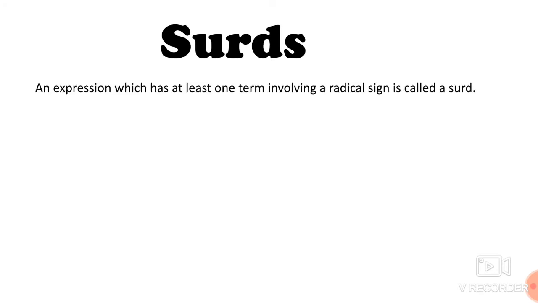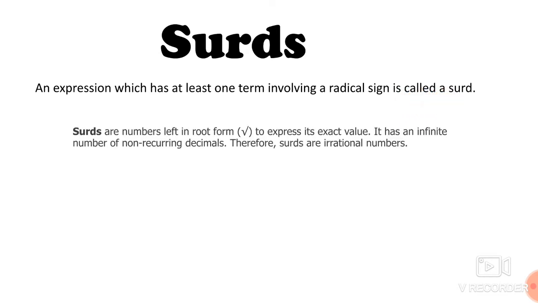In today's video lecture, we are going to learn about surds. An expression which has at least one term involving a radical sign is called a surd. And surds are the numbers left in root form to express its correct value. It has an infinite number of non-recurring decimals, therefore surds are irrational numbers.